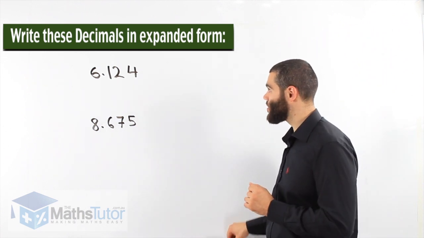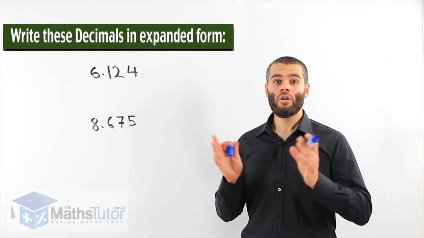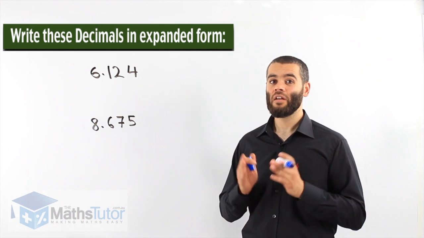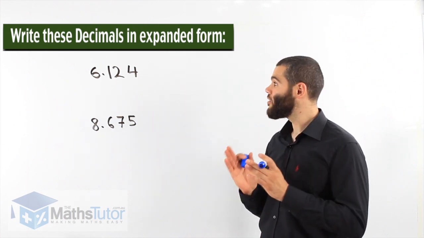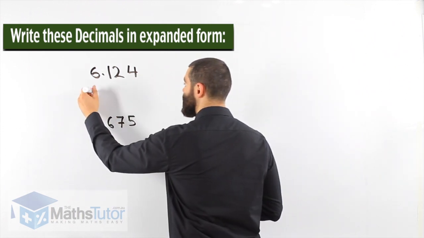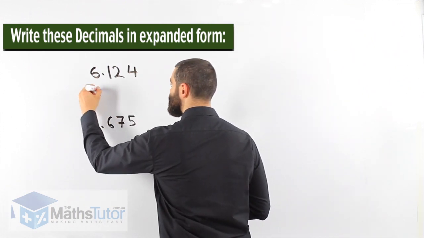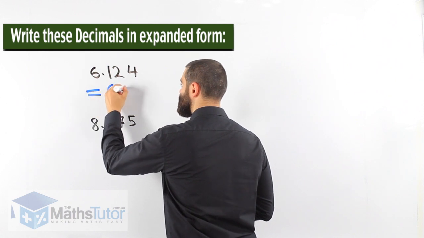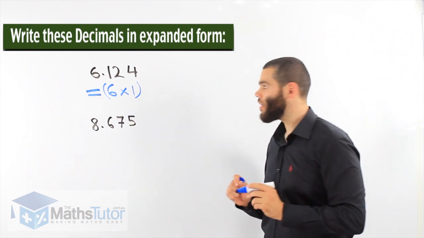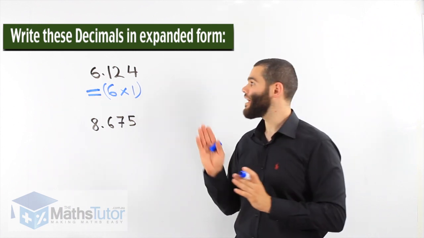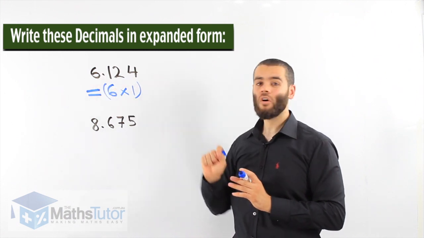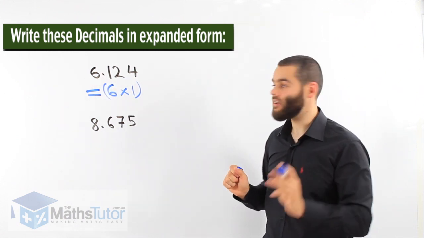Let's see how it actually works. The 6, think about it. Which column is it in? Which place value does it hold? The 6 holds the units or the ones column. So to write it down in expanded form, 6 times 1. We now have categorized it and we've said this is a 1 in the ones column or the units column, so it's 6 times 1.